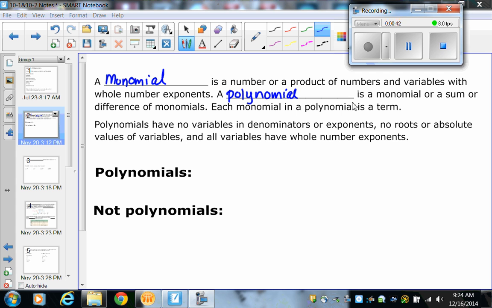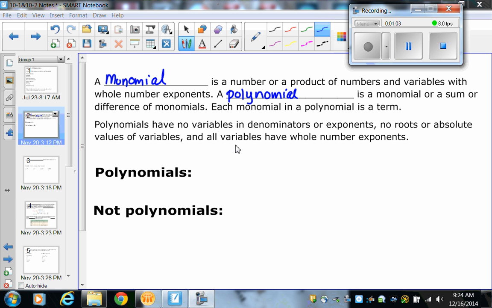A monomial is a number or a product of numbers and variables with whole number exponents. A polynomial is a monomial or a sum or difference of monomials. Each monomial in the polynomial is what we call a term.